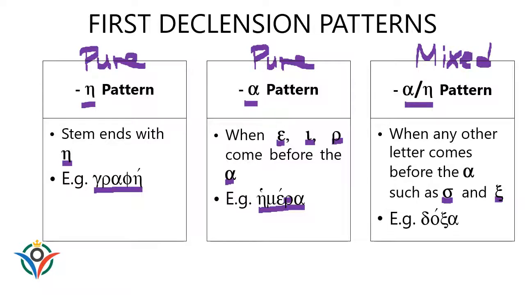So here's an example, doxa. We have the xi that comes before the alpha, and so this word will follow the alpha-eta pattern. So let's have a look at these examples in more detail now.